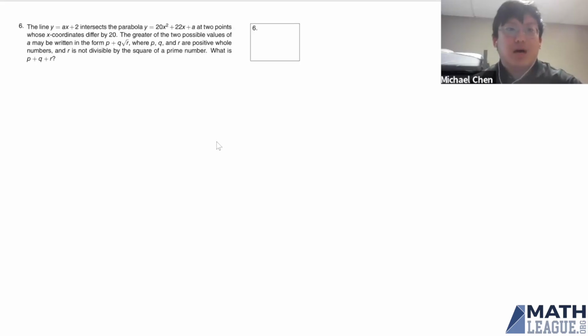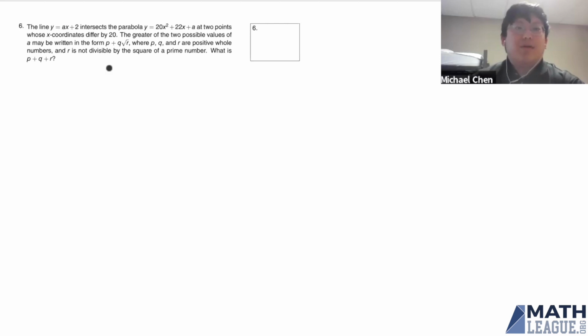Target 6 reads: the line y equals ax plus 2 intersects the parabola y equals 20x squared plus 22x plus a at 2 points whose x coordinates differ by 20. The greater of the two possible values of a may be written in the form p plus q times the square root of r, where p, q, and r are positive whole numbers, and r is not divisible by the square of a prime number. What is p plus q plus r?